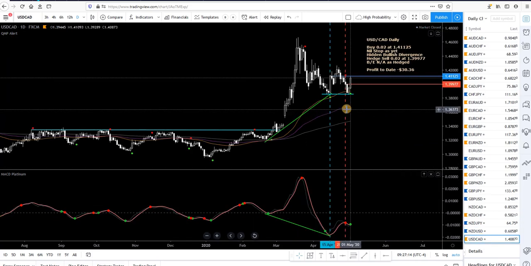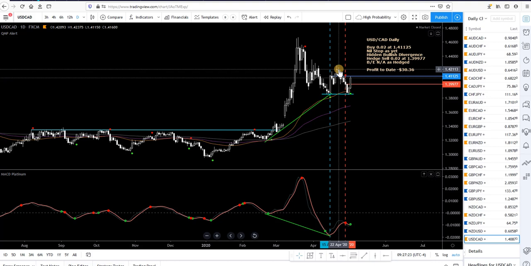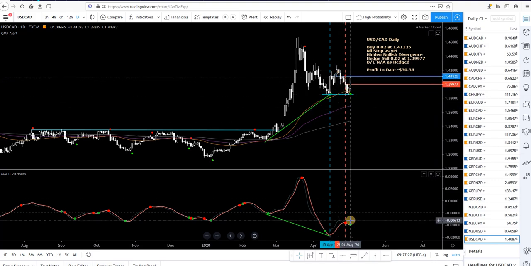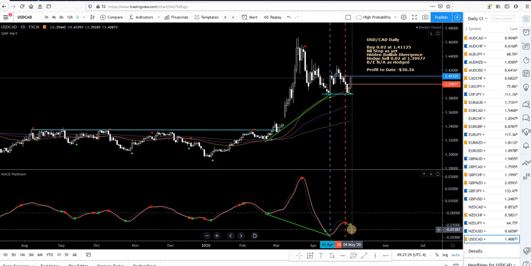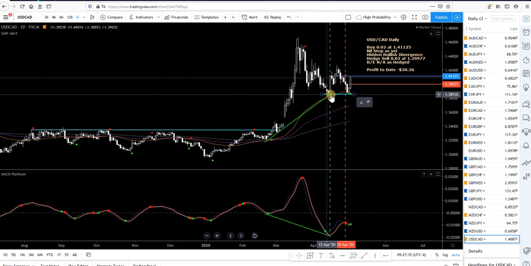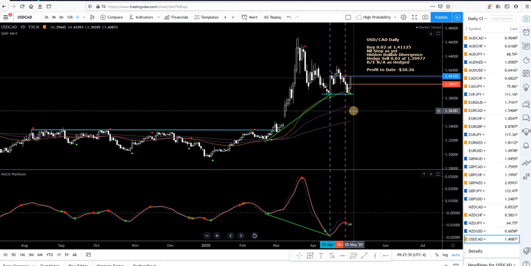USD CAD, another one that reversed on Friday. So we took a buy, hidden bullish divergence, went up a little bit, came down, took a hedge sell. MACD platinum still below the zero level. And again, looks like we're taking a buy tomorrow. Yep. So that'll be a nice little double bottom there. MACD platinum still below the zero level. Buy, bigger trade, looking good.